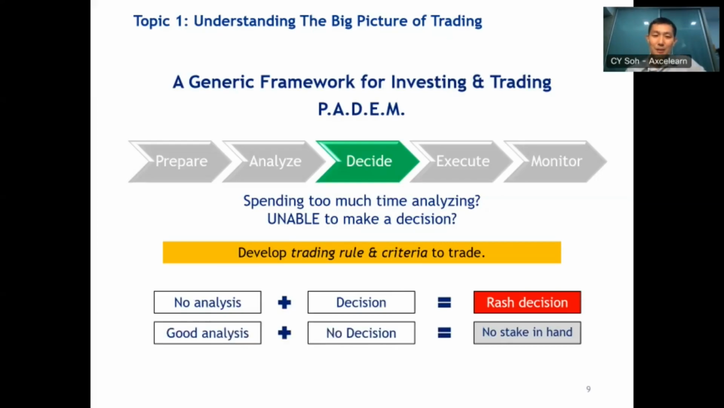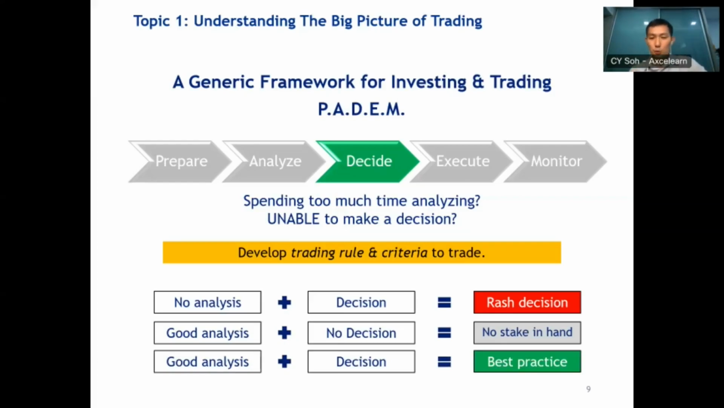The second outcome is when you have already done your good analysis, but you don't have any decision, you don't have any conclusion yet. So this is where you don't have any stake in hand and you don't make any trading decisions. You have no position at all. So even though your analysis is very accurate, the market goes up or comes down, you don't gain anything from it. And the last one is actually the best practice you need to strive for.